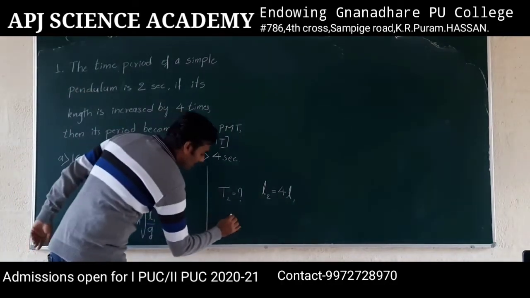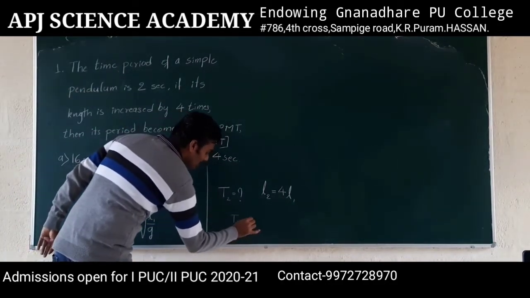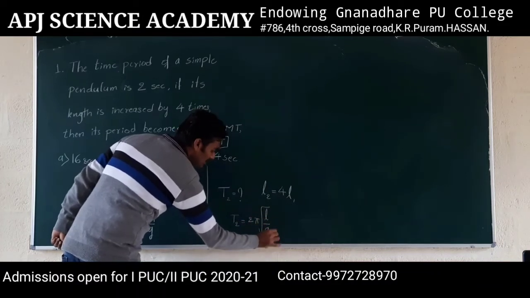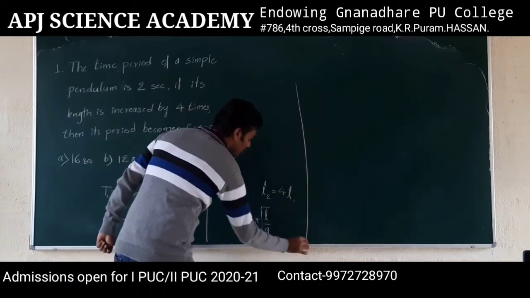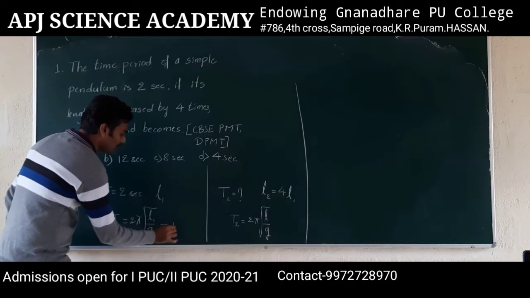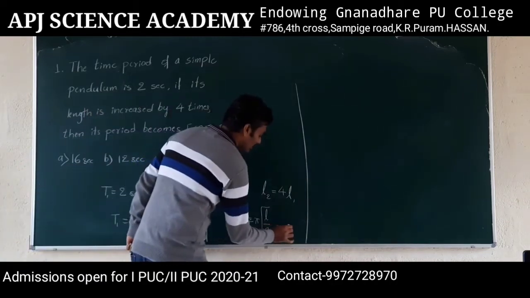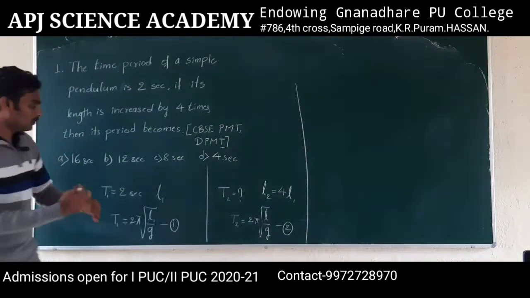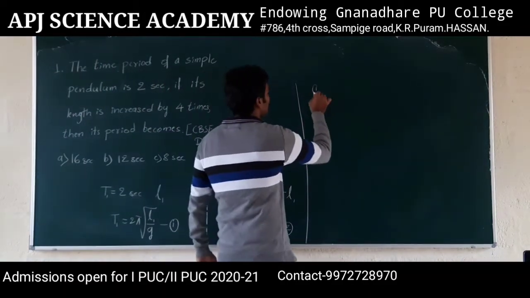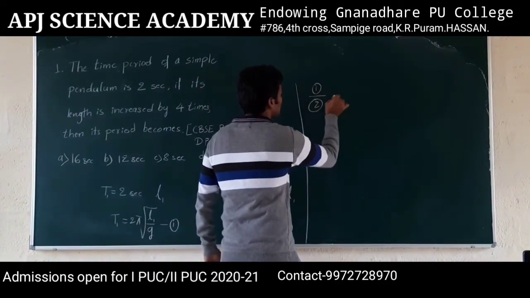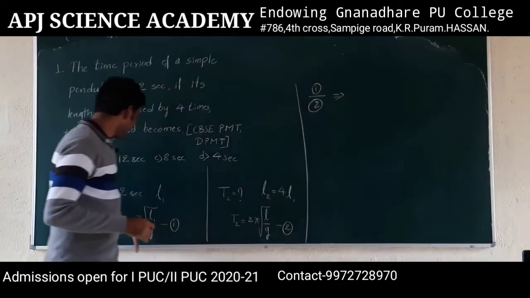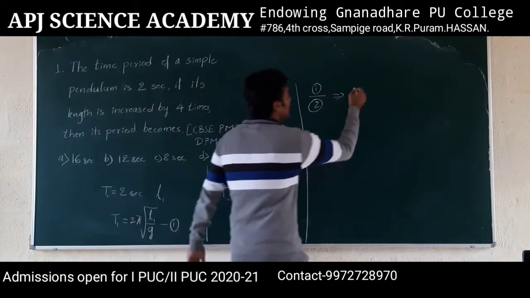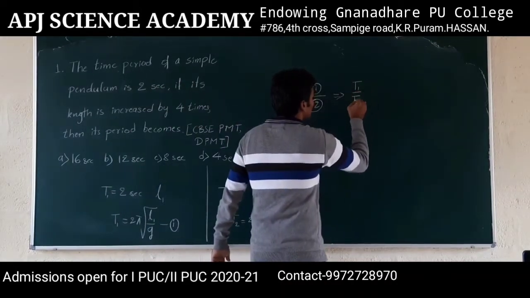Now, in the same way, I can write T2 is equal to 2 pi under root of L by G, for both the situations. Let me call this equation 1 and this equation 2. Now, dividing equation 1 by equation 2, what do we get in the LHS? We get T1 by T2.